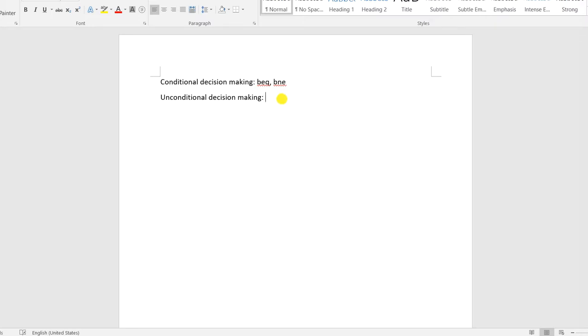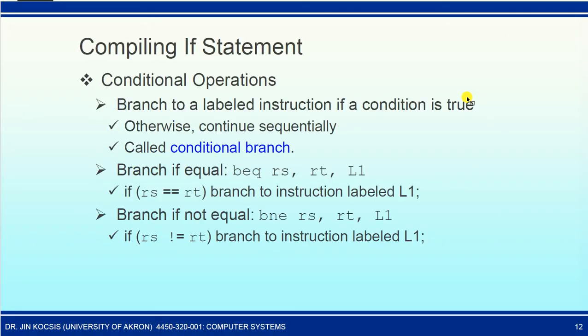If you're confused, don't worry about it now. Unconditional decision uses a jump. That means I don't care whether a certain condition is satisfied or not; I always need to jump to a certain operation. That is the corresponding MIPS32 machine or assembly language for these two ways to make a decision. Okay, let's continue to look at our slides.